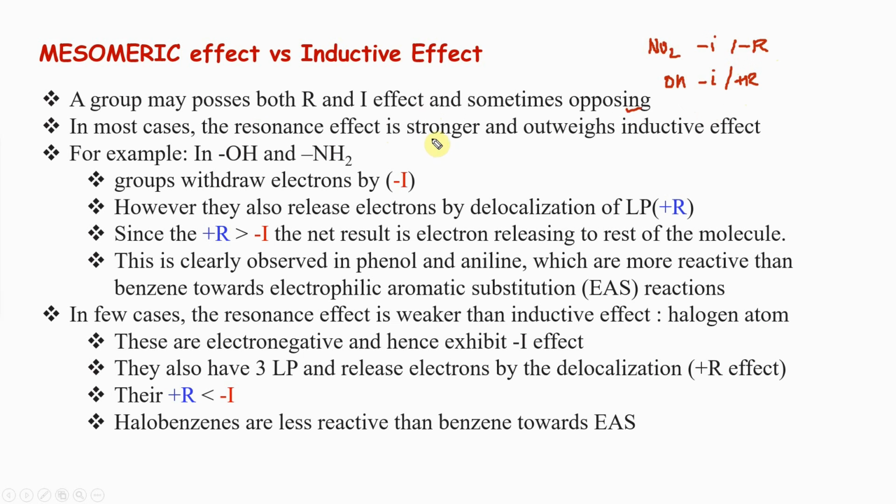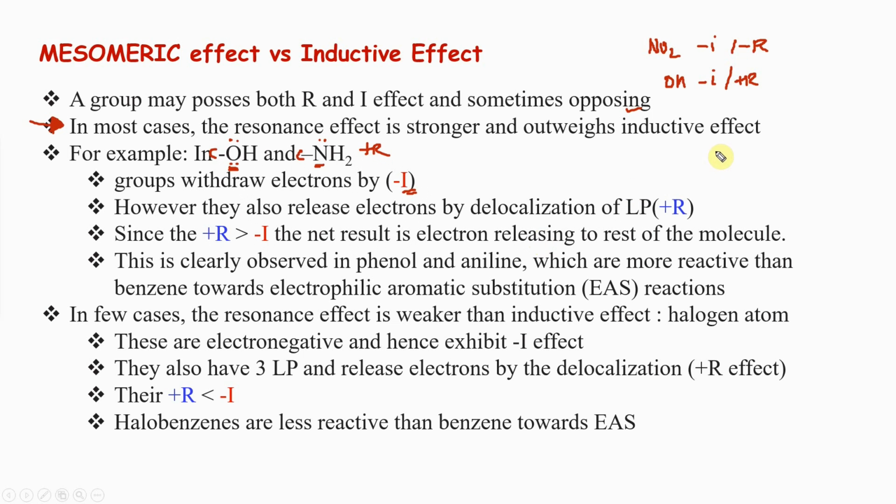In most cases resonance effect is stronger and outweighs inductive. For you guys it is almost all cases. In NEET, it's only at a higher level that there is a competition. For example, take OH or NH2, it has a lone pair. So right away when you see a lone pair you want to label it as plus R. And the first atom attached to the carbon is an electronegative atom, so minus I. That's what it is saying here. Since plus R is much stronger than minus I, the net result when you have OH or NH2 is that we say it is an electron releasing effect.